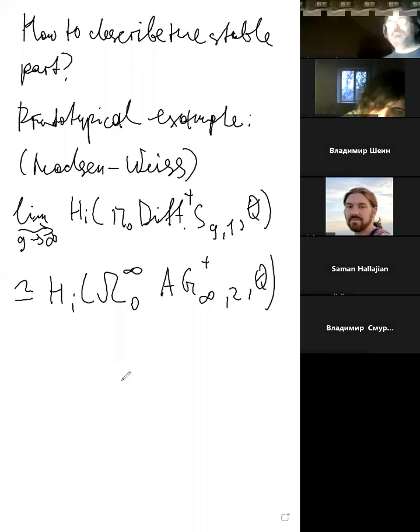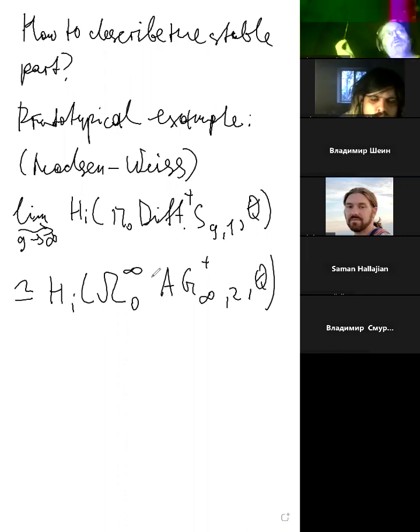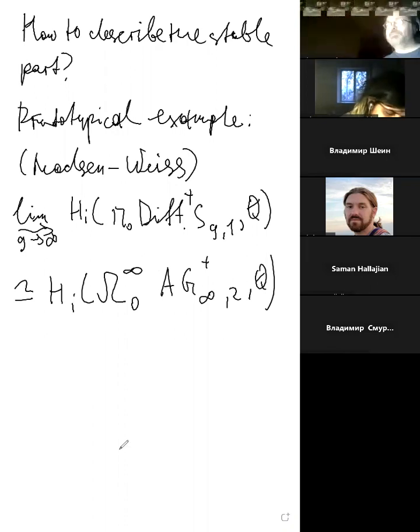So we have the cohomology, or the homology, of the mapping class group in the left hand side, and the homology of something, well, something strange which we don't know yet, in the right hand side. Well, let's try to understand the ingredients.